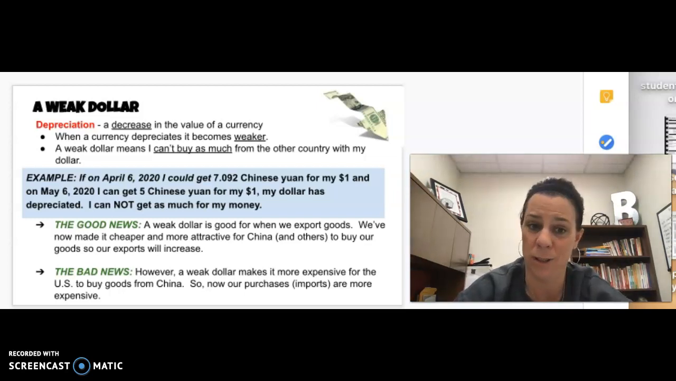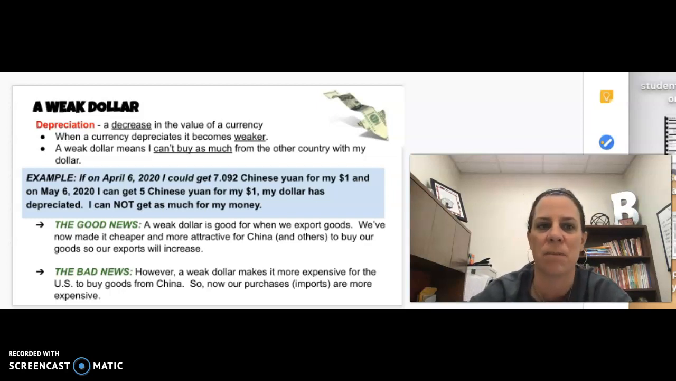The bad news, however, is that a weak dollar makes it more expensive to import goods. I use the example here with China. It makes it more expensive for us to import from China. So now our purchases or our imports are more expensive. Like I said, the strong and the weak dollar are just the opposite. If we were going to have a test over this, I always tell kids, just remember what a strong dollar means, and then you know that the weak dollar is the opposite.